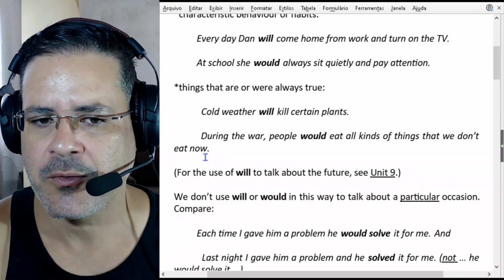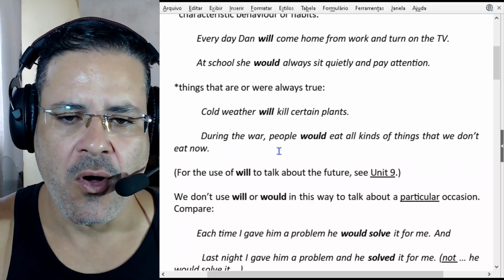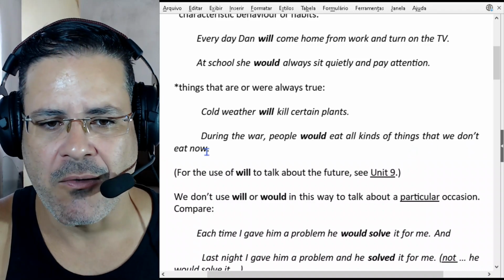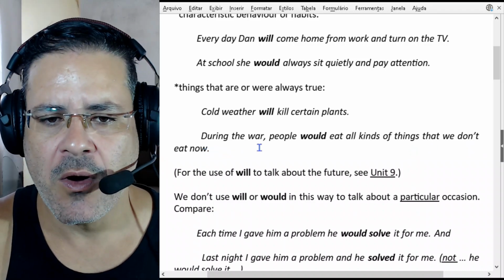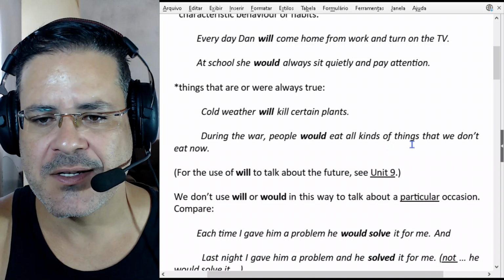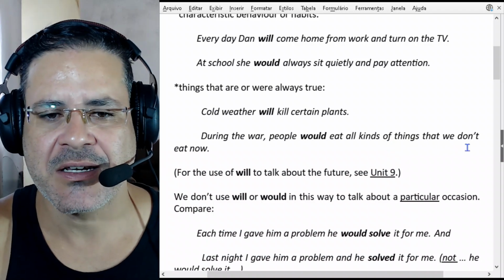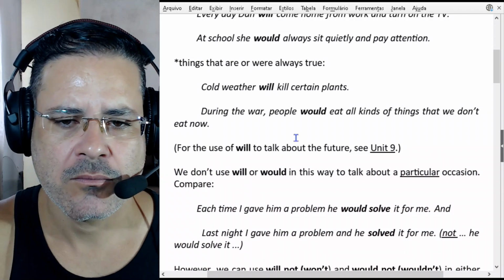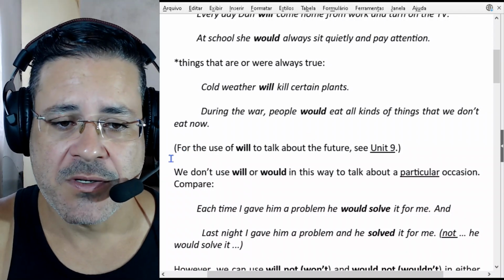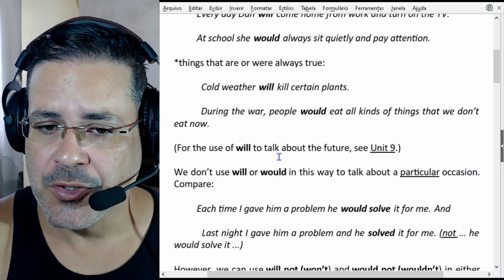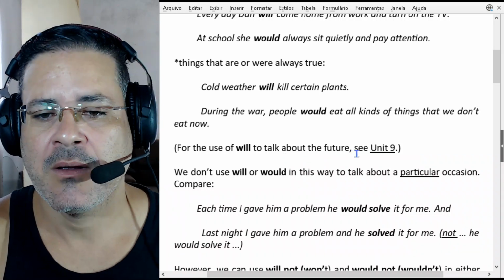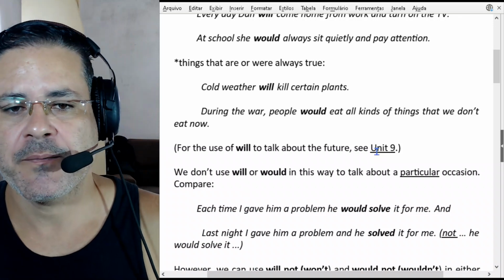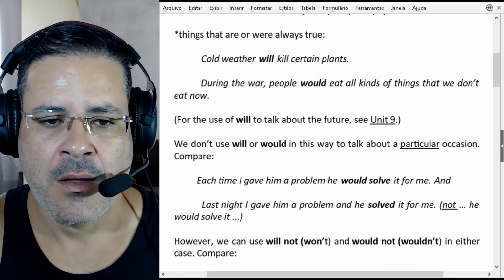Another example, during the war, people would eat all kinds of things that we don't eat now. Observation. For the use of will to talk about the future, you might see Unit 9, which we've already talked about. Okay, let's move on.